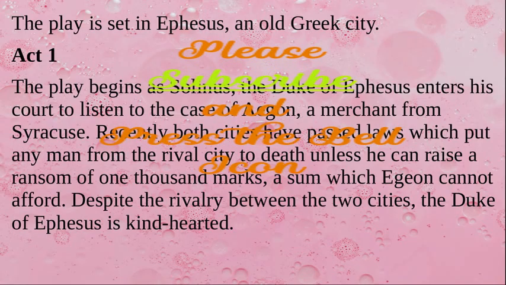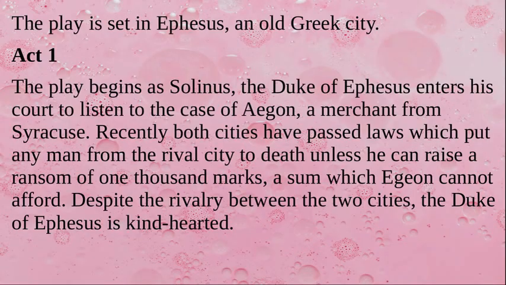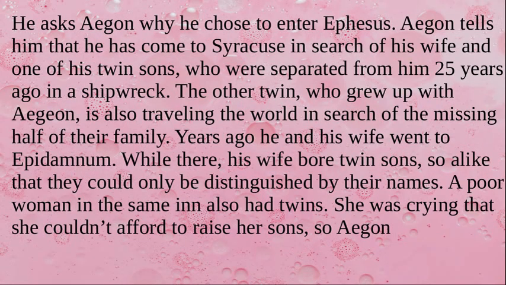Despite the rivalry between the two cities, the Duke of Ephesus is kind-hearted. He asks Aegon why he chose to enter Ephesus. Aegon tells him that he has come to Ephesus in search of his wife and one of his twin sons, who were separated from him 25 years ago in a shipwreck. The other twin, who grew up with Aegon, is also traveling the world in search of the missing half of their family. Years ago, he and his wife went to Epidamnum.